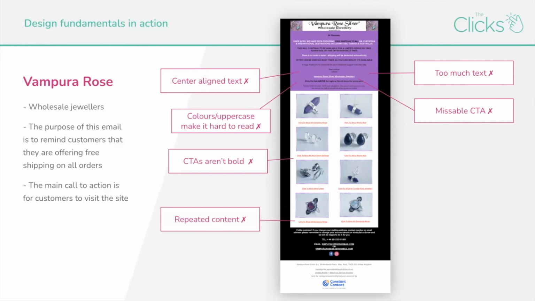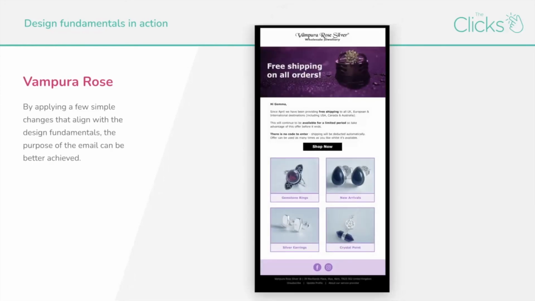One final thing that they could improve is the social channels are getting a bit lost at the bottom. They could definitely be amended in the hierarchy to make sure those social channels are a bit more visible. So I've mocked up a bit of an example of putting some of those design fundamentals into practice to see how we can improve the email.